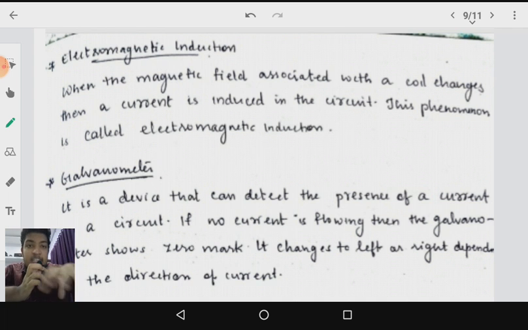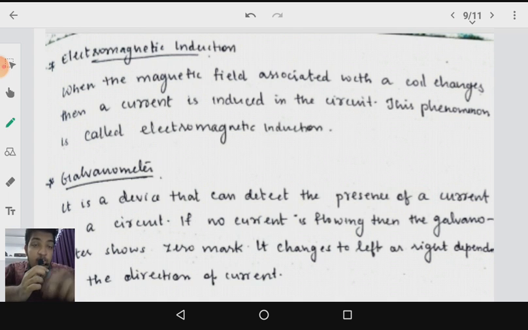That means suppose we had an area and in that area we had a particular magnetic field. If we are changing the magnetic field of this particular coil by some extent, then what happens is that the current is induced in the circuit because of this change in magnetic field, and this phenomenon is known as electromagnetic induction.